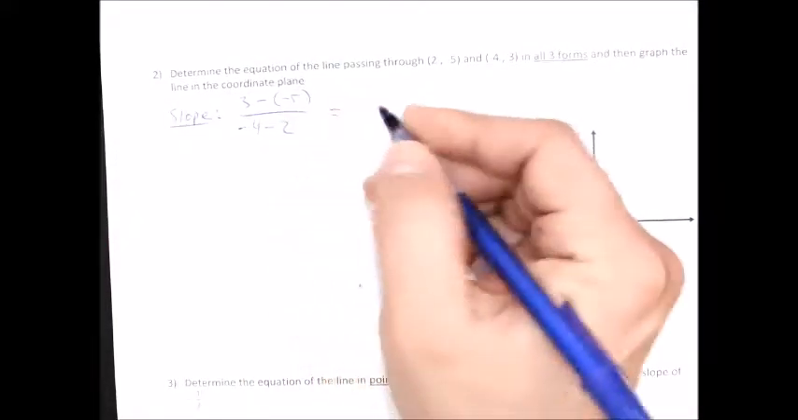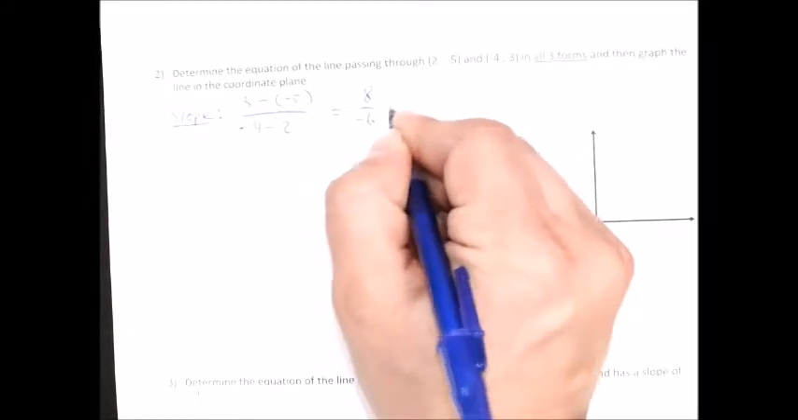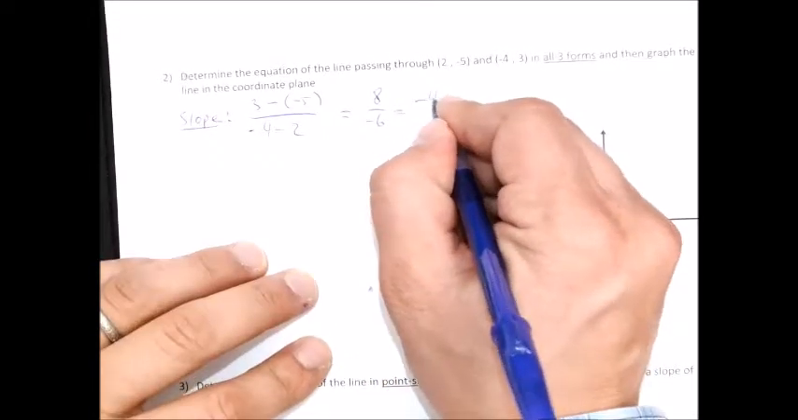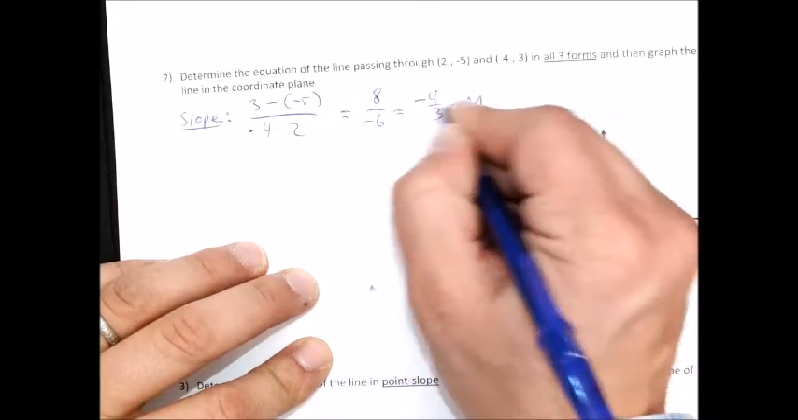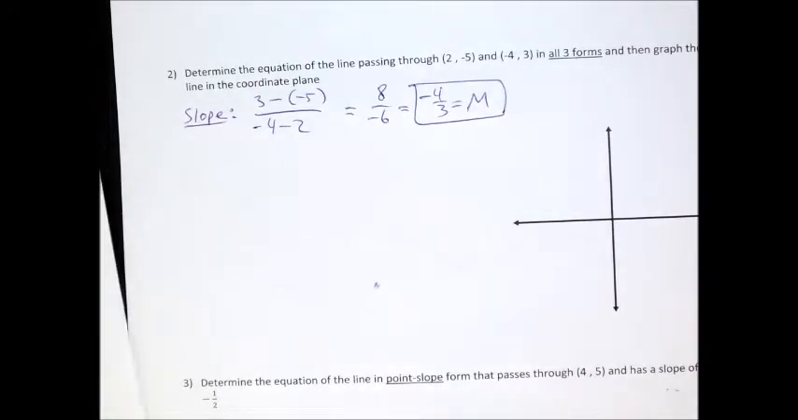Okay, so this slope is going to end up being 8 over -6, or -4/3. So that's our m. In all the equations on the previous pages, that's going to be our m. Is that okay?